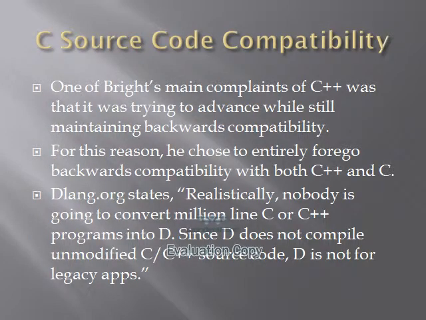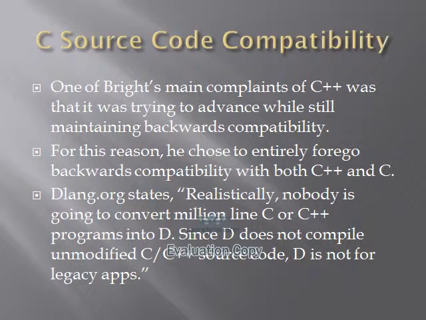So first of all, C source code compatibility. One of the big complaints he had was that C++ was trying to expand while at the same time maintaining backwards compatibility. He found this not to be very realistic, because as you're trying to expand into the future and create better code and a better language, you can't carry along all this baggage that C++ does with C. So he completely got rid of any backwards compatibility.